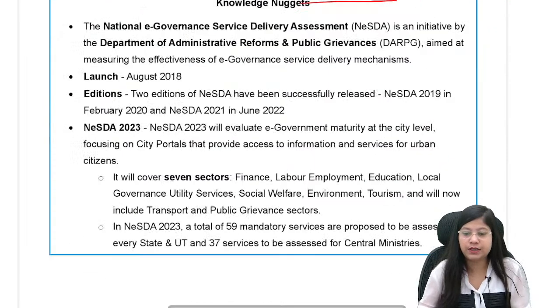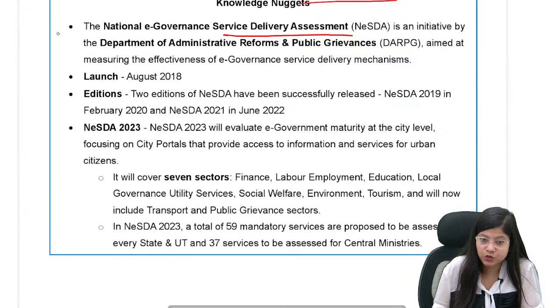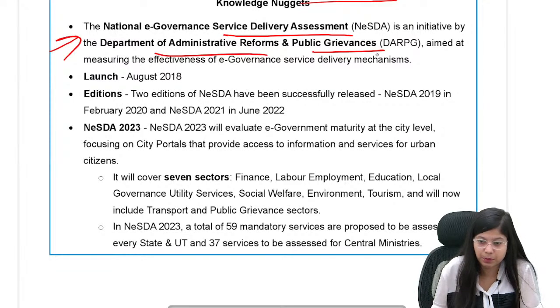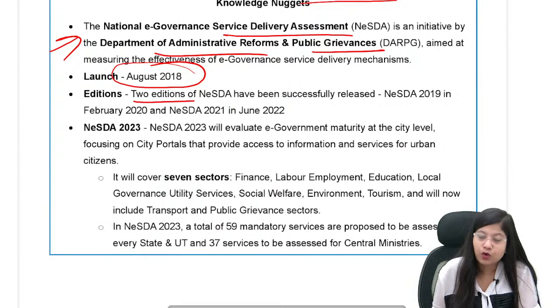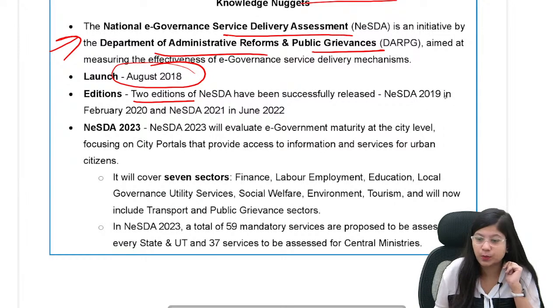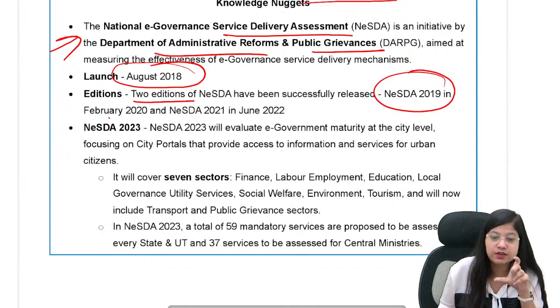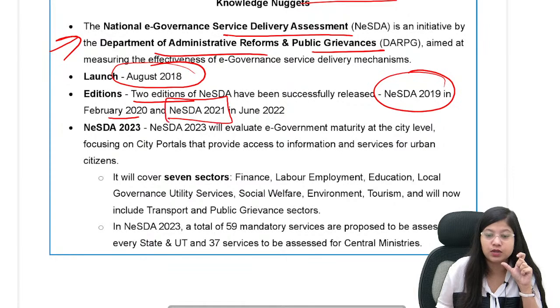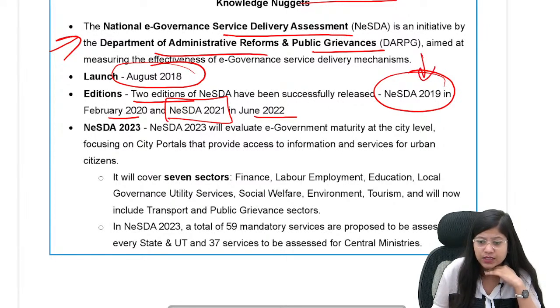Okay, now let's read about the National E-Governance Service Delivery Assessment. This is a survey by the Department of Administrative Reforms and Public Grievances. It was first launched in August 2018. So far, at the national level, we have two editions of it. One was of 2019, but was released in February 2020, and another one is of 2021, but was released in June 2022. I hope you are understanding the meaning of it.